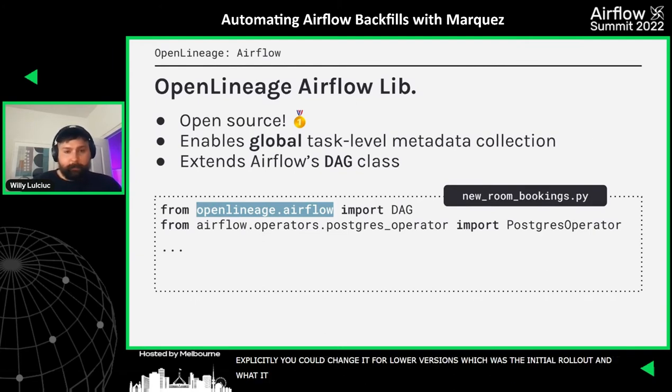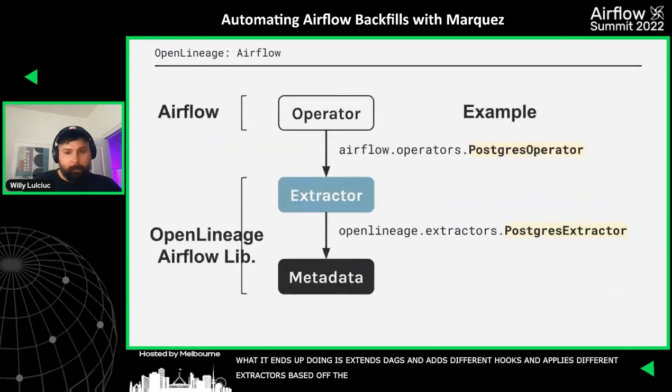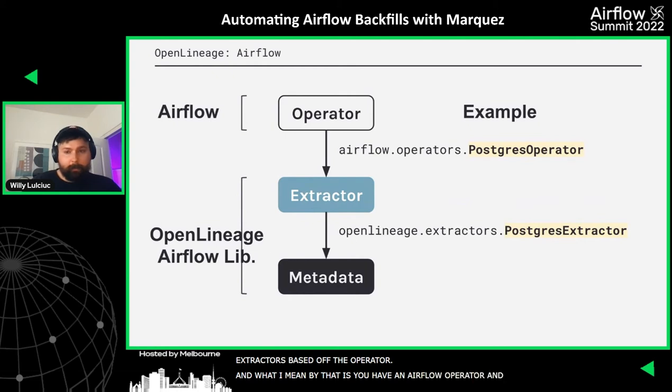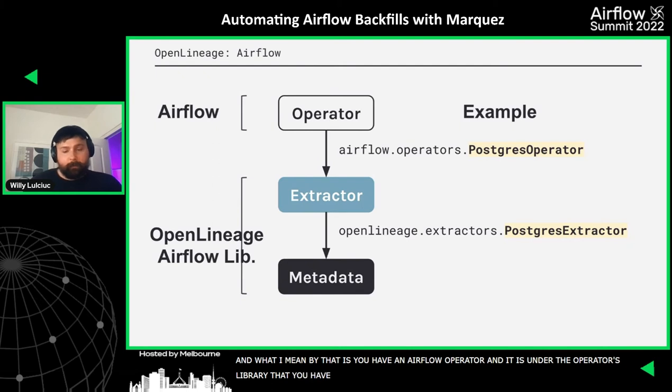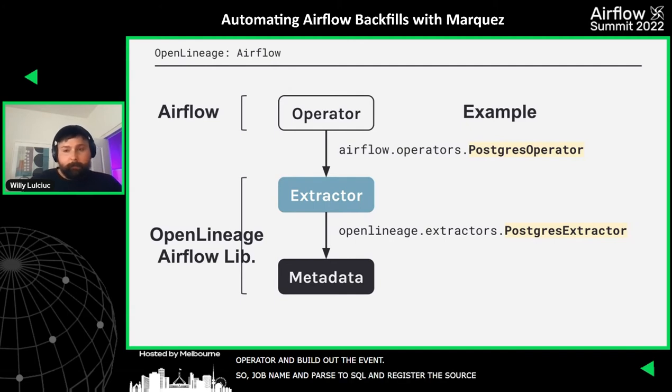What it ends up doing is just extends the DAG and adds these different hooks and applies different extractors based off the operator. And what I mean by that is you have an Airflow operator under the operators library, and then you have the equivalent extractor to understand how to process that operator, build out the event, so job name, parse the SQL, register the source.